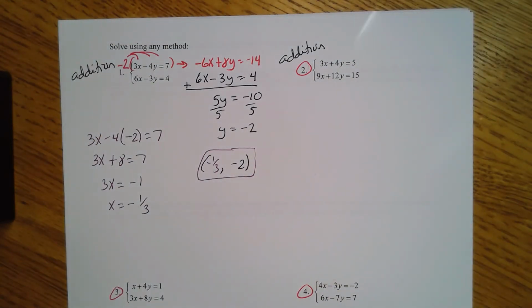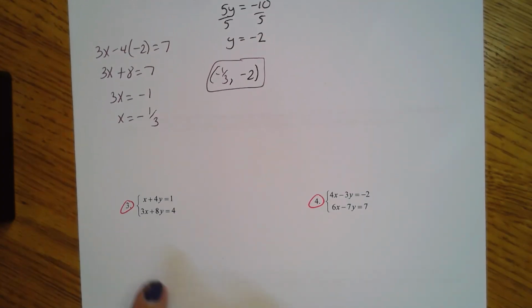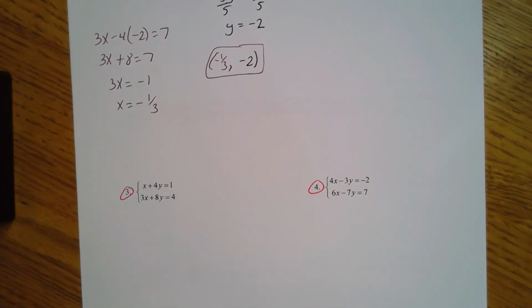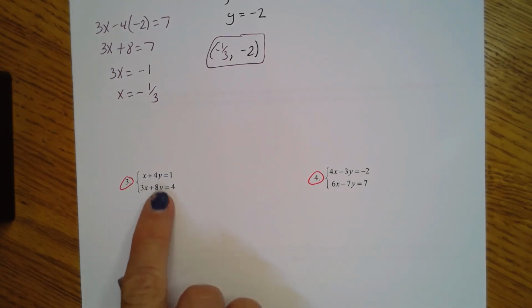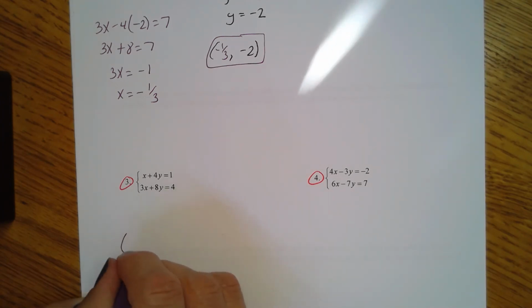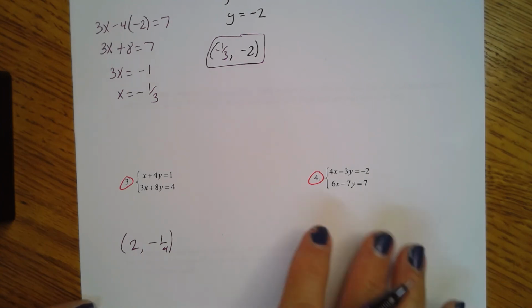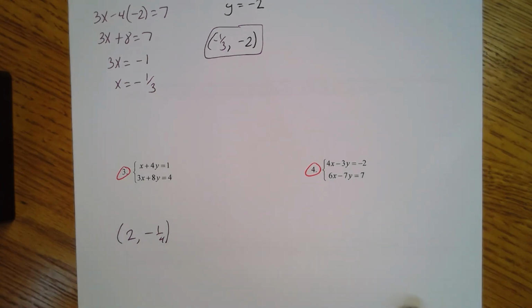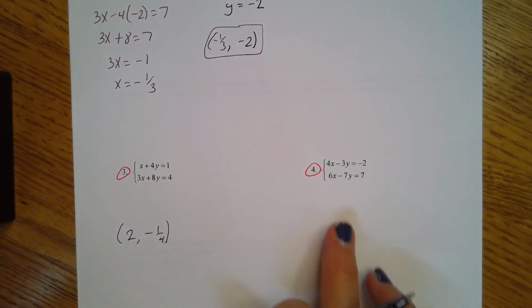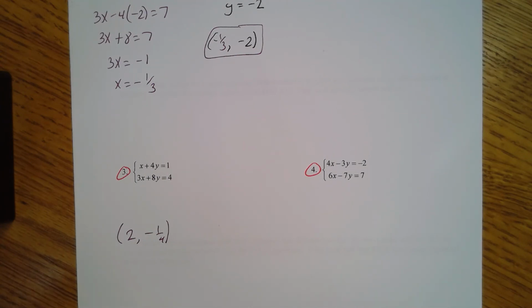So on number 2, we have 3x plus 4y equaling 5, and 9x plus 12y equaling 15. I'm going to let you try that one on your own. On number 3, we have x plus 4y equaling 1 and 3x plus 8y equals 4. You can decide to do substitution or the addition method. I will give you the answer for this one, and it should be 2, -1/4. And number 4, I'm just going to see if you can do it, and you should be able to check your answer if you're right or not just by plugging it back into the equations and make sure it satisfies both. So you can certainly check that yourself without giving the answer from me.